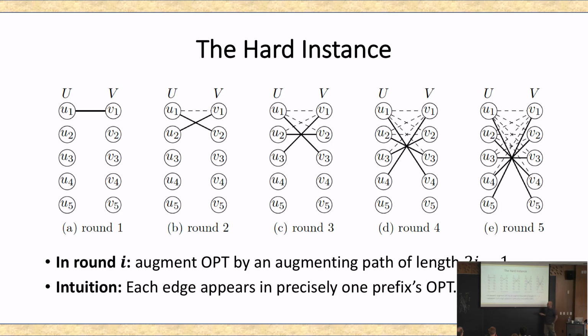Let's drop this formal definition of what the input looks like. The general intuition I have here as to why this might be a hard instance, I mean the LP from the previous slide shows it, but if you wanted some intuition, look at this input: each edge appears in precisely one prefix as opt. And intuitively you kind of have to assign some value to the edges of opt. And there's just too many edges to put some value on. This is crazy hand wavy.